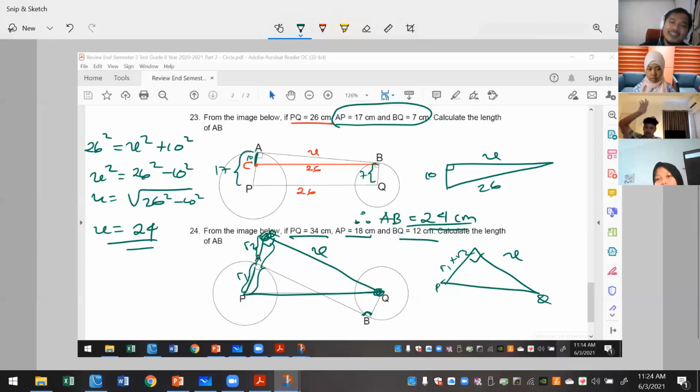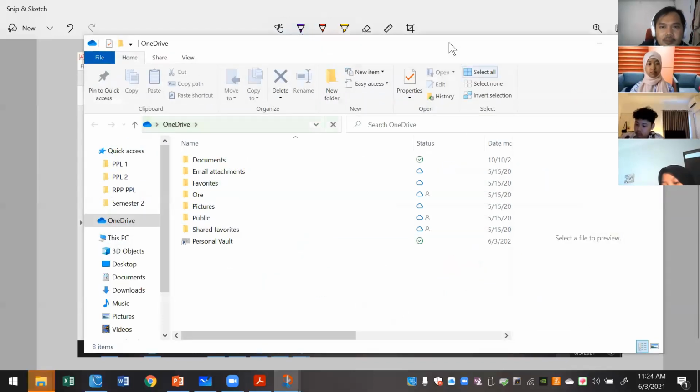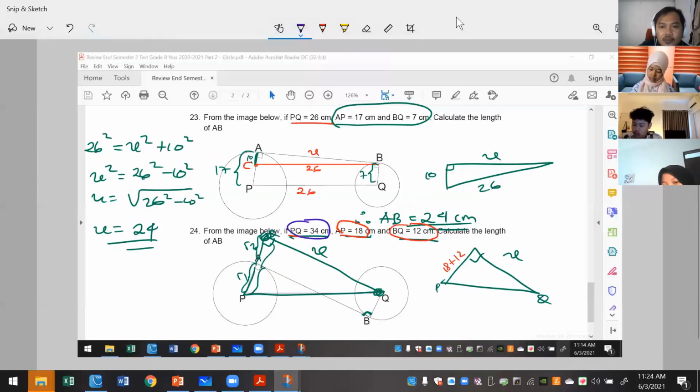Ya udah deh, biar cepet ya guys. R1 plus R2 is just adding those two radii. We know that the radii are AP and BQ, right? AP and BQ are 18 and 12. If we add them up, it will become 30. So this is 18 plus 12, from here and from here. And then the PQ is this guy. I'm gonna use another color here. Oops, sorry. This guy, 34. So this is going to be 34.